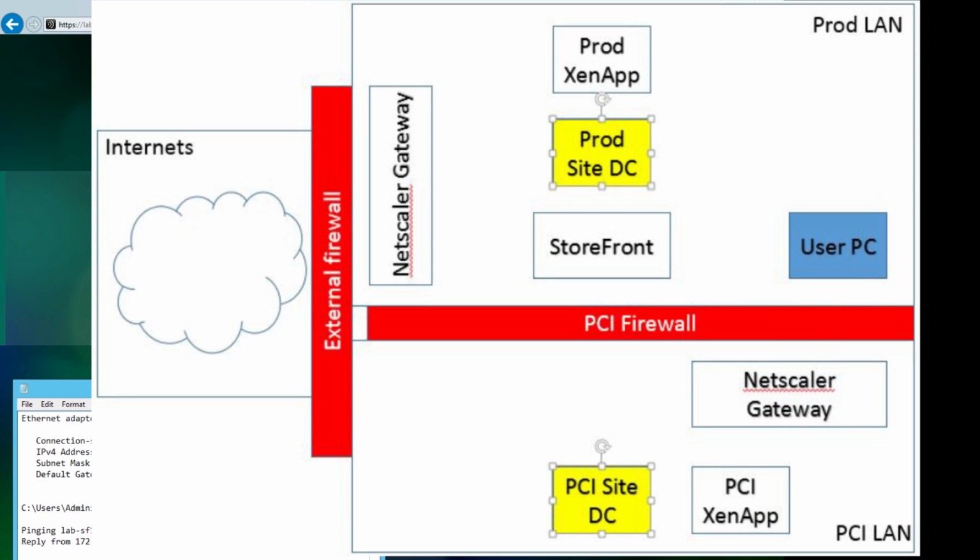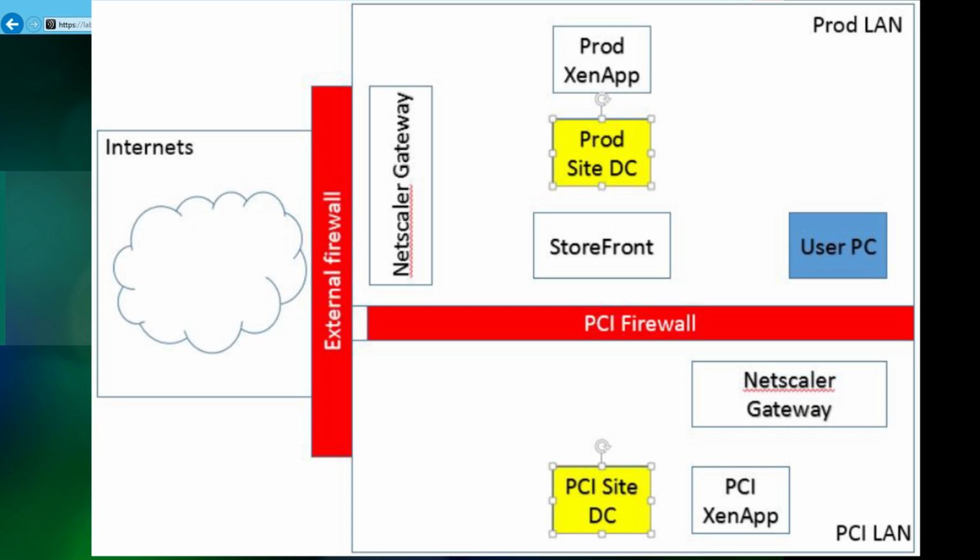XenApp site per LAN segment in this case. So that's the assumption up front, is that the store is actually bound to two distinct sites, a trusted production site and a PCI site. So what I'll do is I'll start here.